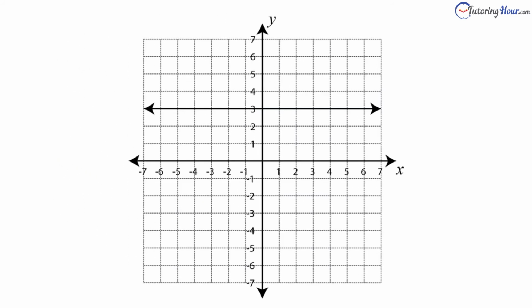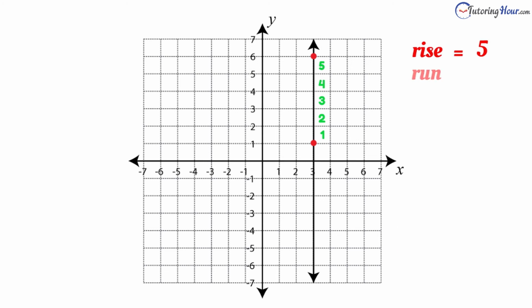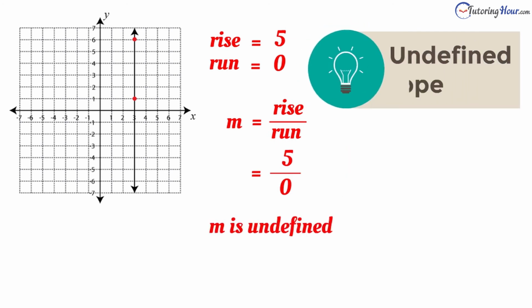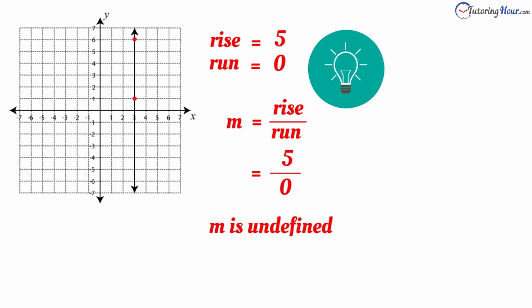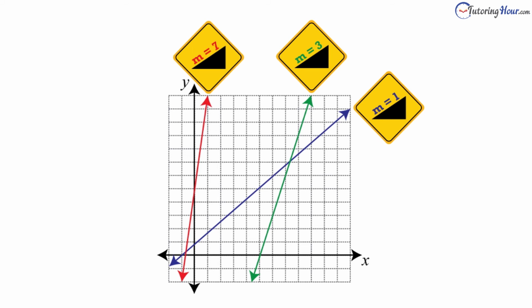Let's move from no steepness to the steepest line. The rise is 5 units, but there's absolutely no movement across. Hence, the run here is 0. Slope is the rise over run. We can't divide 5 by 0, so the slope of such a line is undefined. The measure of the slope determines its steepness. The greater the measure, the steeper the slope is.